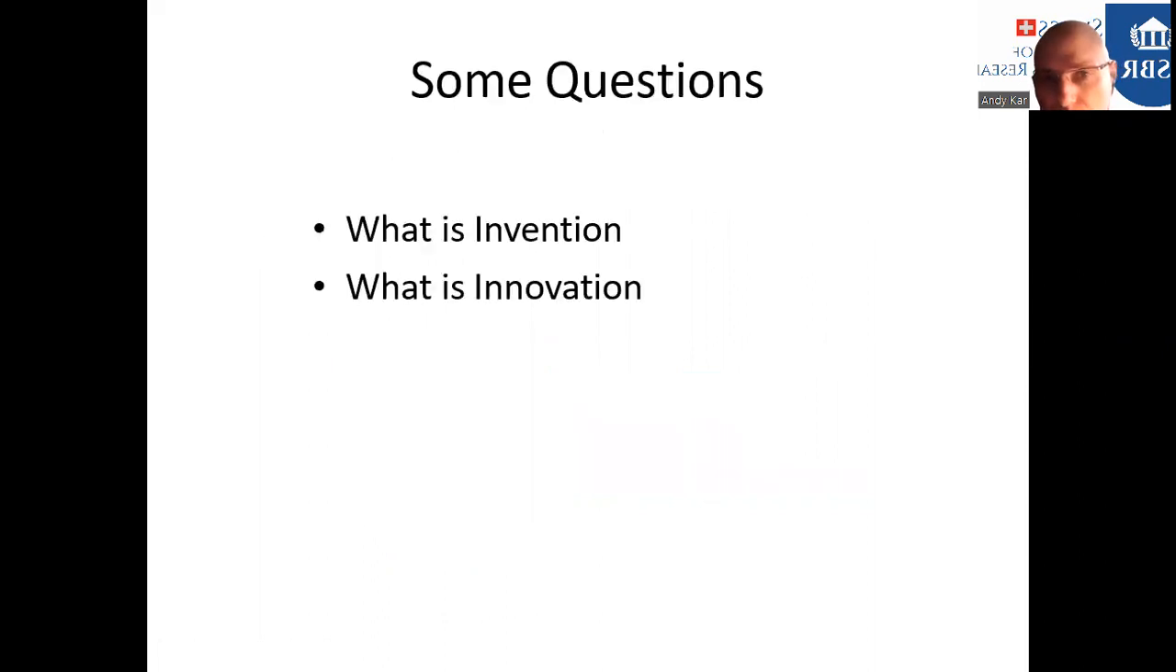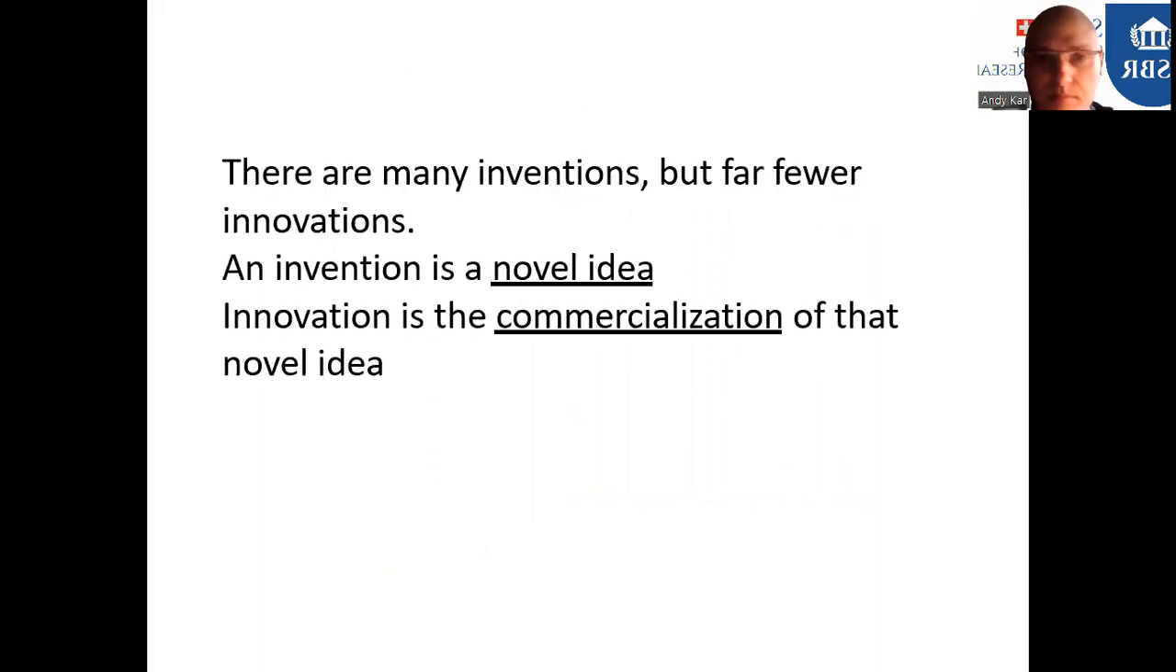We start the lecture with a couple of questions, which have to do with the difference between an invention and an innovation, because sometimes it might not be that clear. There are many inventions, but far fewer innovations. An invention is a novel idea which we can take and commercialize in order to create a solid product, for example, an engine or something else which can help us make our business better or improve people's lives.